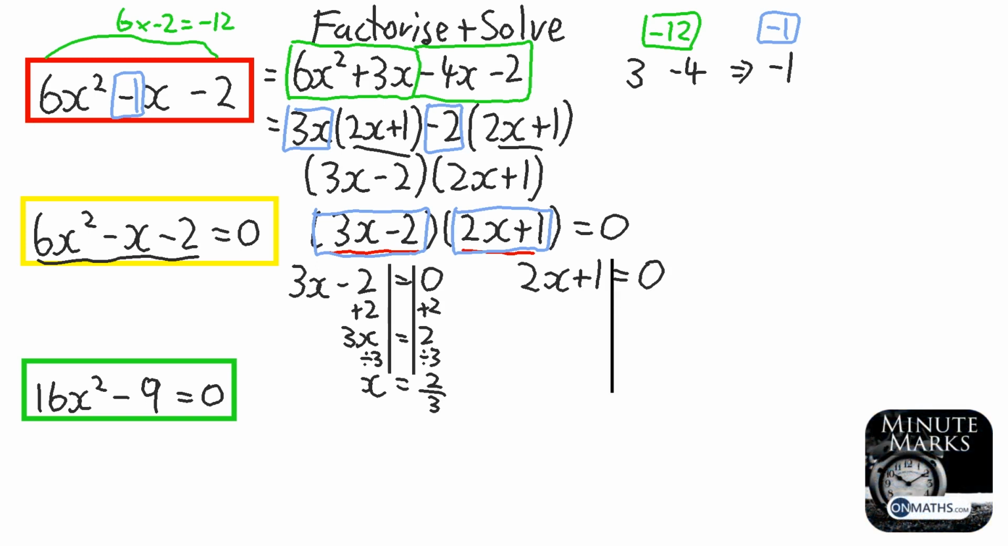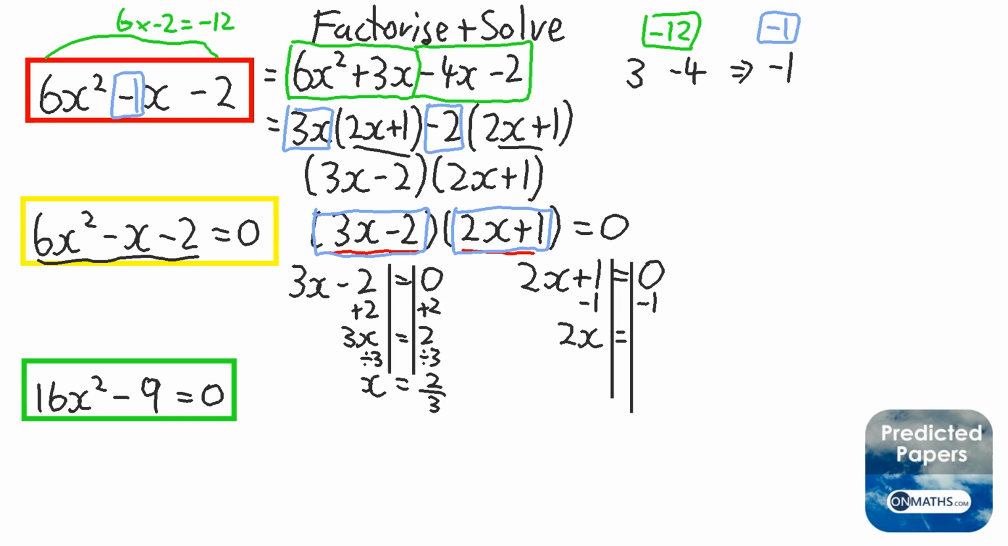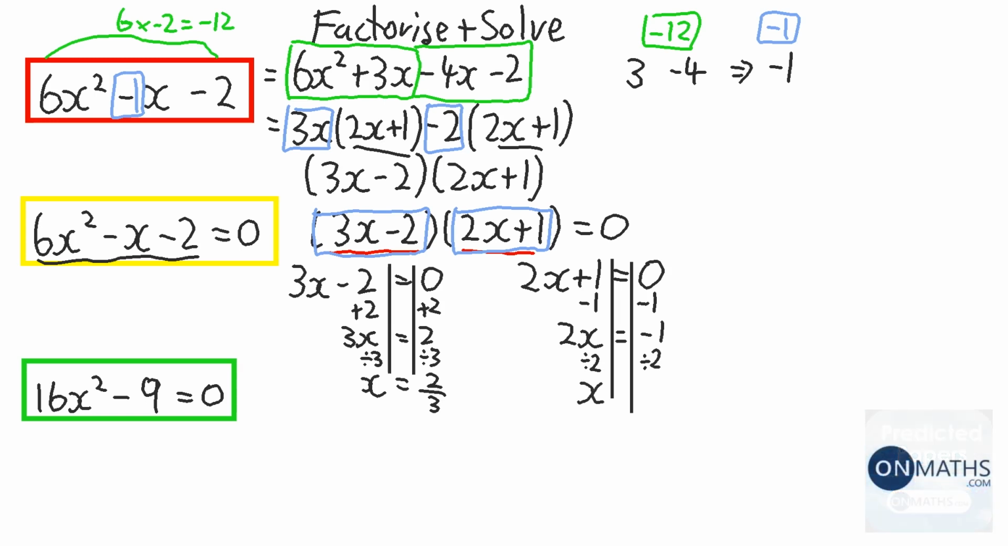Okay, so let's put my lines in. And this time I'm going to take away 1 from both sides, because it's a plus 1 on the left hand side, so that's going to be equals minus 1, and then divide by 2 both sides to get rid of that 2 on the x. So x equals minus a half. And those are our two answers, that x equals 2/3 and x equals minus a half.